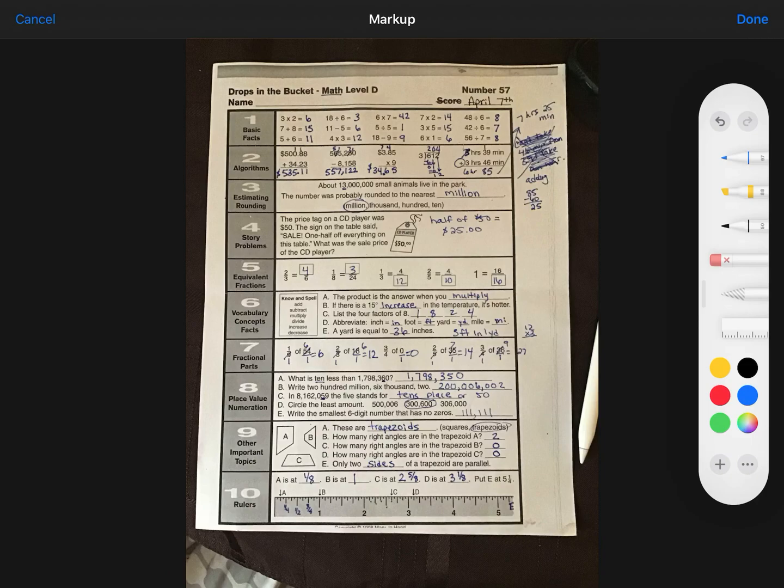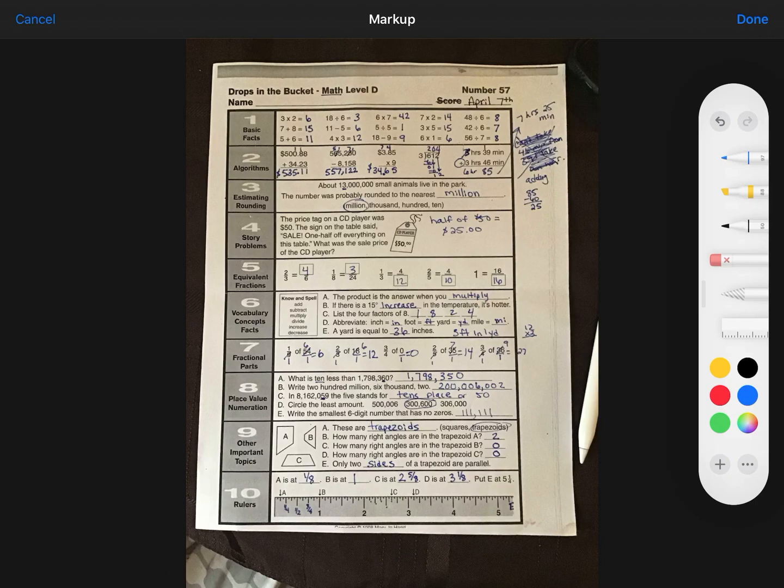Okay, so anyway, 3 times 2 is 6, 7 plus 8 is 15, 5 plus 6 is 11, 18 divided by 6 is 3, 11 minus 5 is 6, 4 times 3 equals 12, 6 times 7 equals 42, 5 divided by 5 equals 1, 18 minus 9 equals 9, 7 times 2 equals 14, 3 times 5 equals 15, 6 times 1 equals 6, 48 divided by 6 equals 8, 42 divided by 6 equals 7, and 56 divided by 7 equals 8.